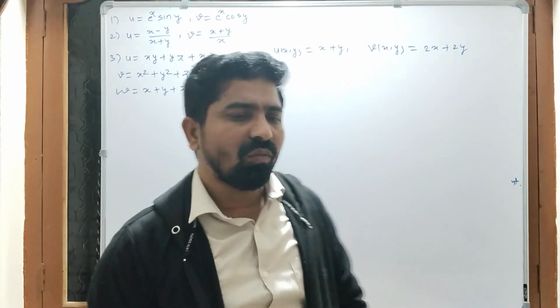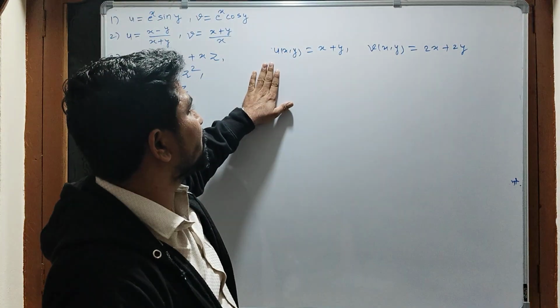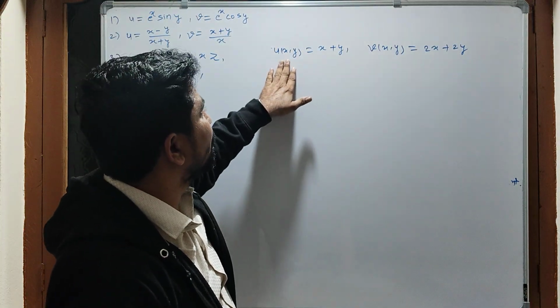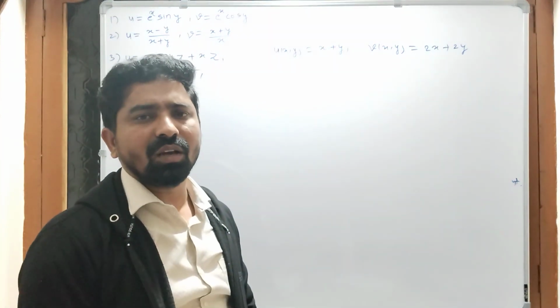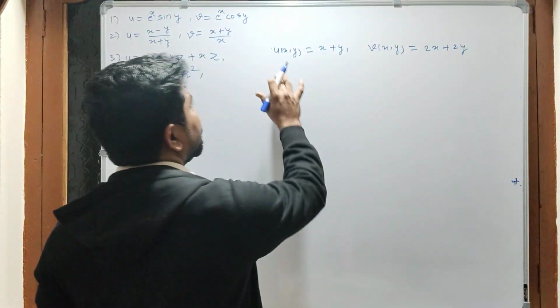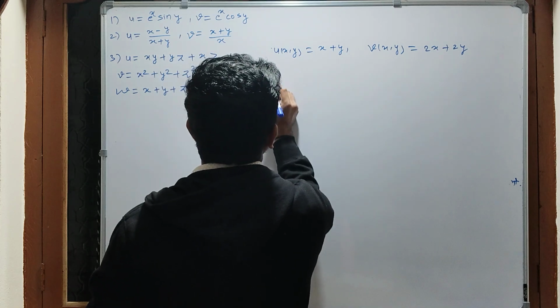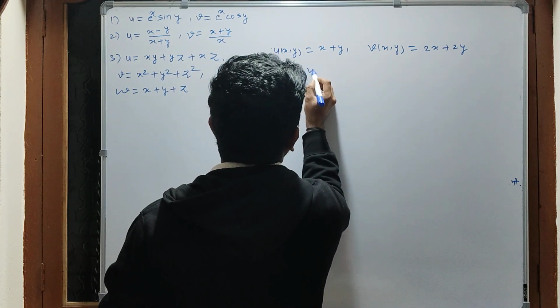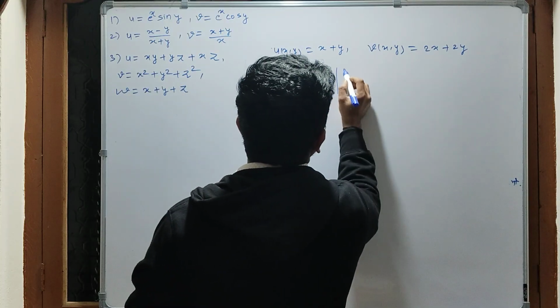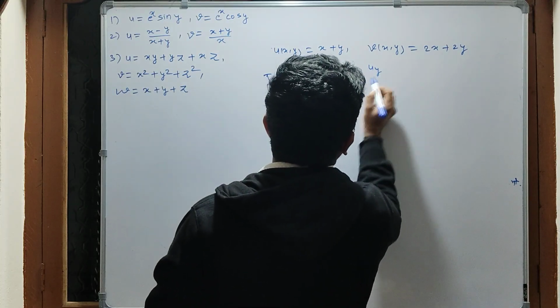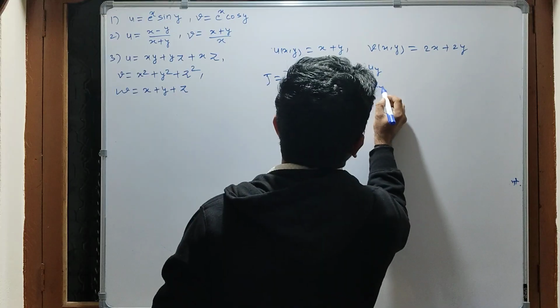Now I want to check whether these functions, that is whether the functions u of x comma y and v of x comma y, are functionally dependent or functionally independent. So this is the given thing. Now we have to find J equal to the Jacobian of u comma v with respect to x comma y, which is equal to the determinant with entries ux, uy, vx, vy.